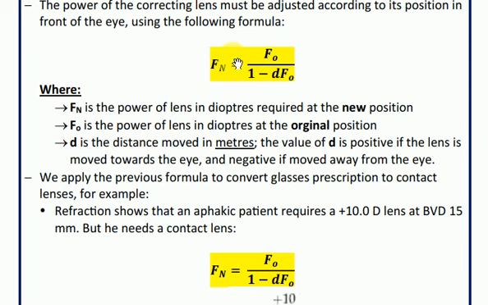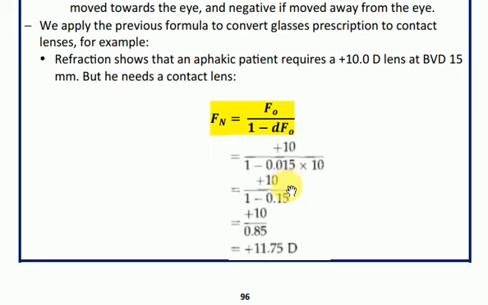This formula is also used to convert glasses into contact lenses. For example, in an aphakic patient having a 10 diopter lens, we want to convert it into a contact lens, and the original lens is at a back vertex distance of 15 millimeter. So by putting in the values, the new contact lens power is 11.75 diopter.